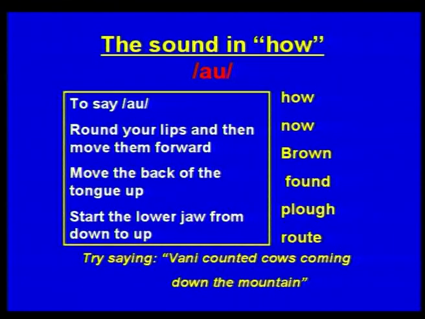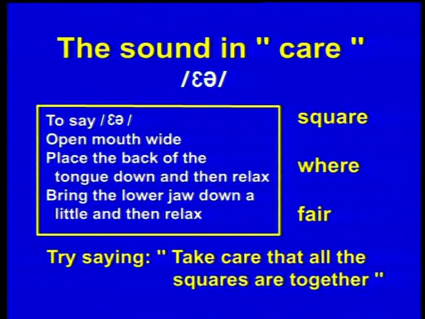Look at those examples given out there. This is the ow as in how. Let's listen to this example sentence. Say it along with me. Vani counted cows coming down the mountain. Counted, cows, coming doesn't have the sound. Down, mountain. Got it? Look at all those examples out there. Now, air. Take care that all the squares are together. Care. It's not care. Care.